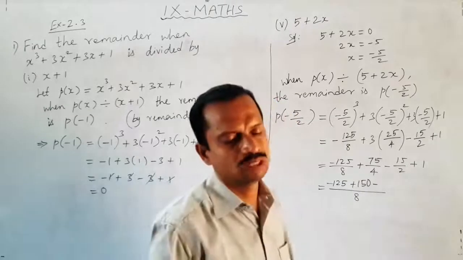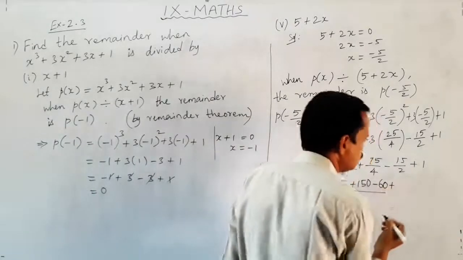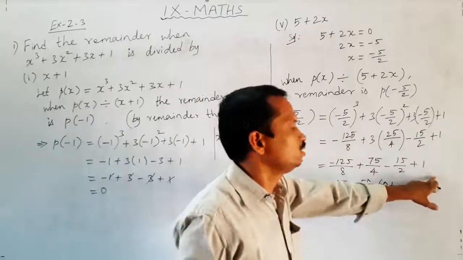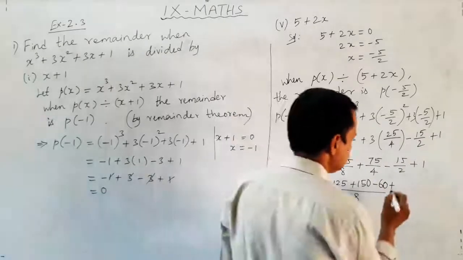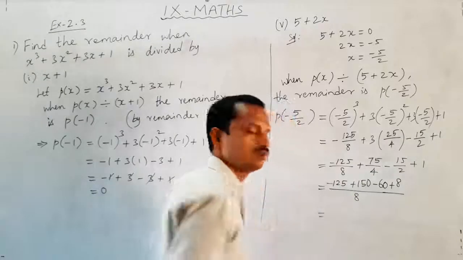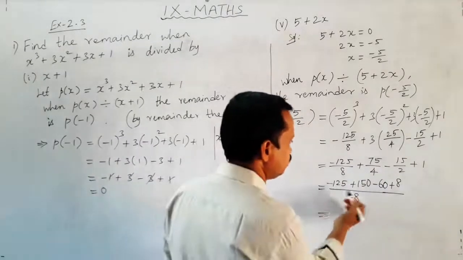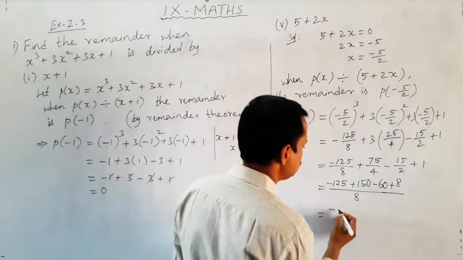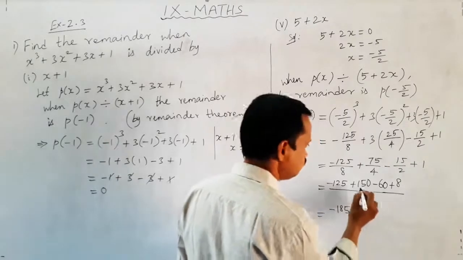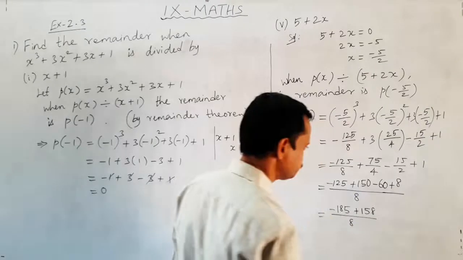So the numerator also multiply by 4. So 15 into 4 is 60. And then plus. So here comes the denominator 1. So 1 into 8. So numerator also 1 into 8, 8. That's all. You see how I found all this. So now the negative values you see minus 125 minus 60. It becomes minus 185. And then the plus value you see plus 150 plus 8, 158. Okay, divided by 8. Clear?